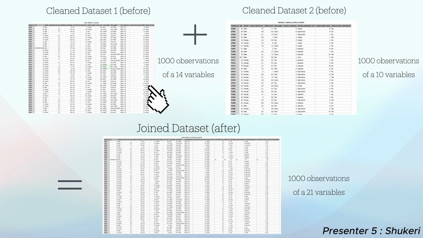The structure of dataset before join is 1000 observations of 14 variables for dataset 1 and 1000 observations of 10 variables for dataset 2. And after completed integration process, the joined dataset contains 1000 observations of 21 variables. This joined dataset is saved in CSV file and ready for analysis to fulfill the objective.